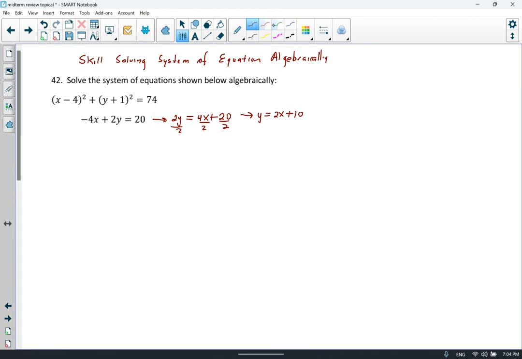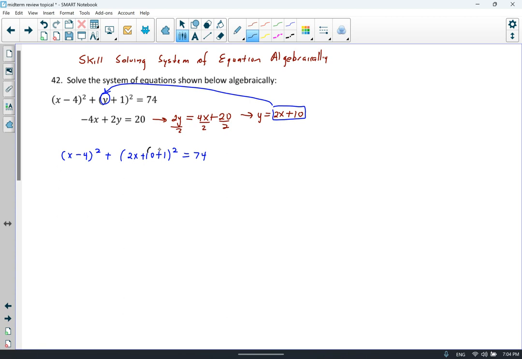I'm then going to take the right side of the linear equation where the y has been isolated, and I'm going to substitute that in for the y variable in the circle equation. So I get (x minus 4) squared plus (2x plus 10, don't forget to add the 1) squared is equal to 74.